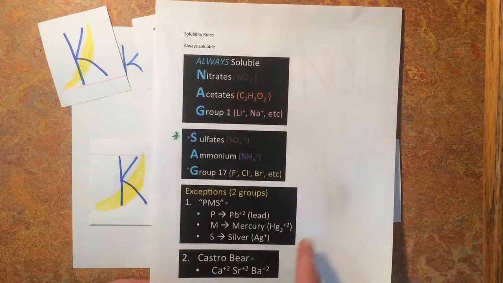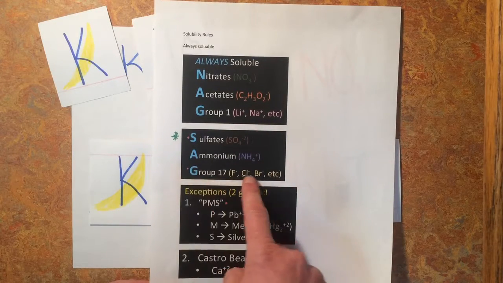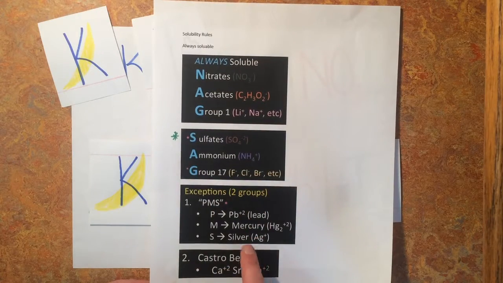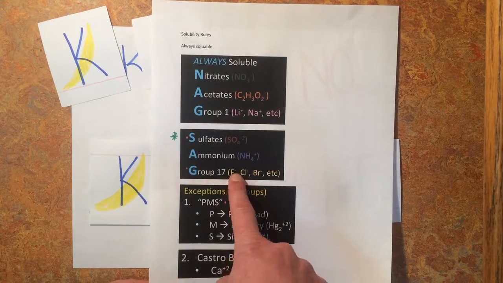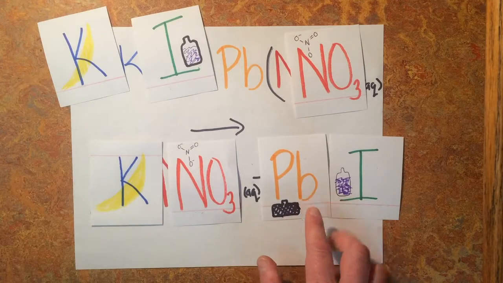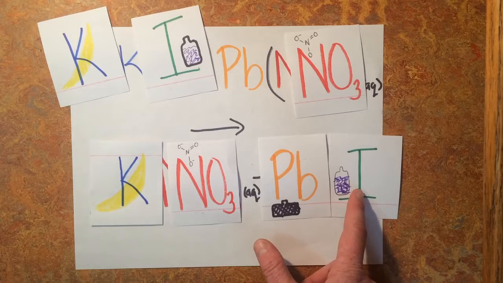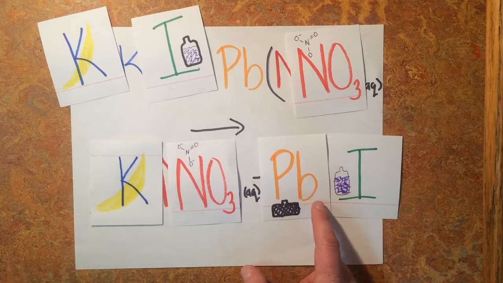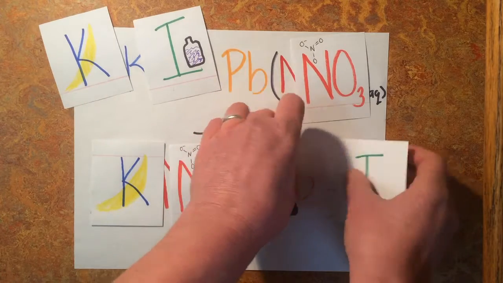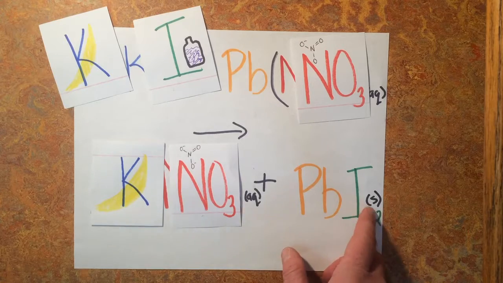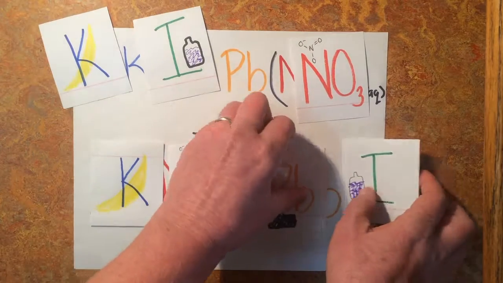So here are the solubility rules, and here is the exception to the solubility rules, lead with group 17. This is why lead iodide is going to precipitate out as a solid. You'll notice here when I wrote the original reaction, I put an S for solid.